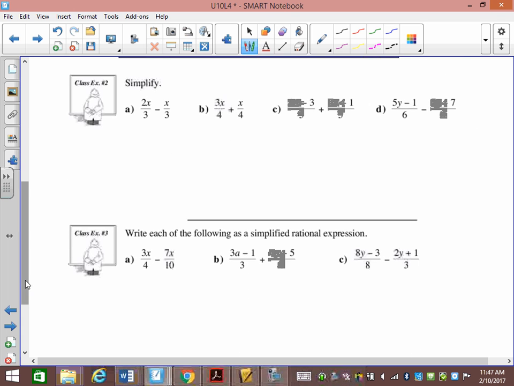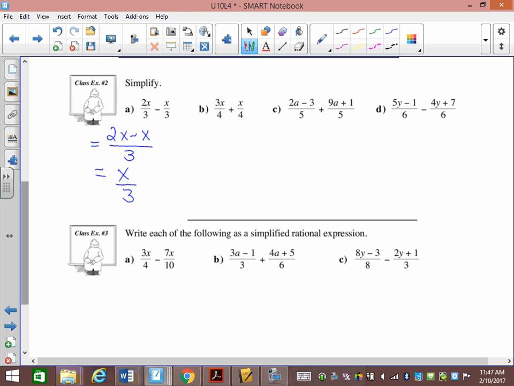Okay, so 2x over 3 minus x over 3. It has a common denominator, so we can just do what's asked of us, right? All over 3. So we're going to get 2x minus x over 3. What's 2x minus 1x? Just x.